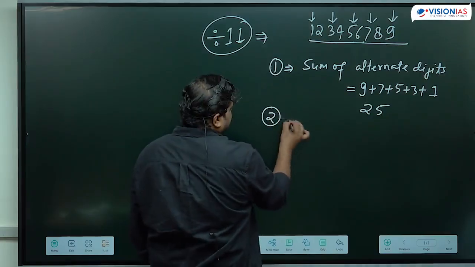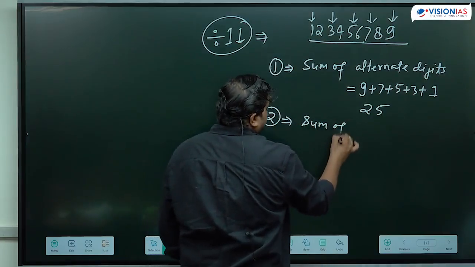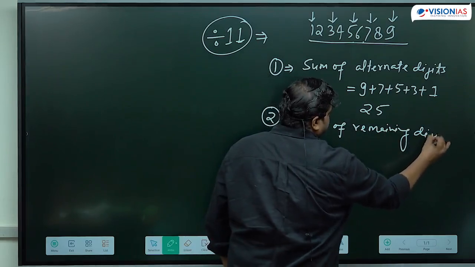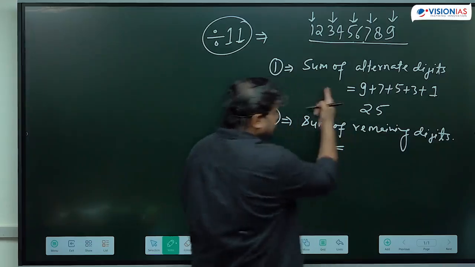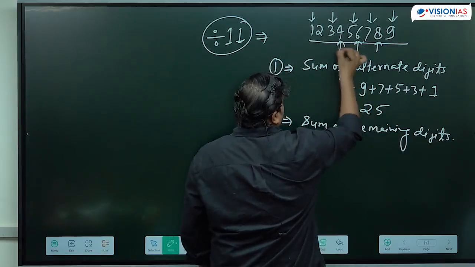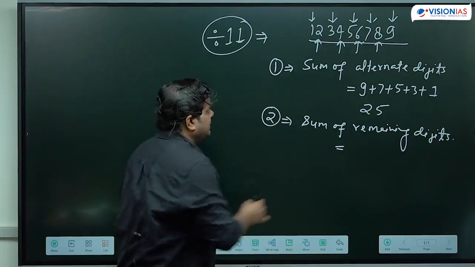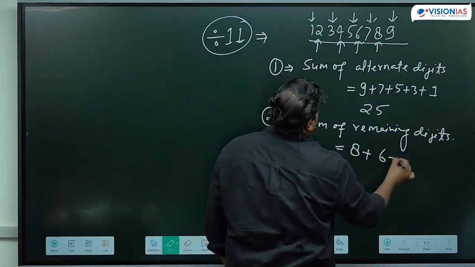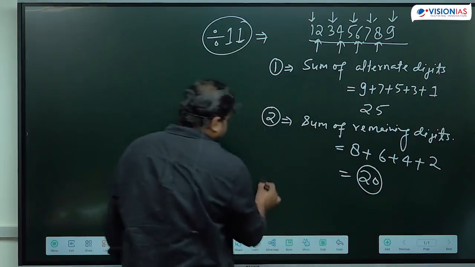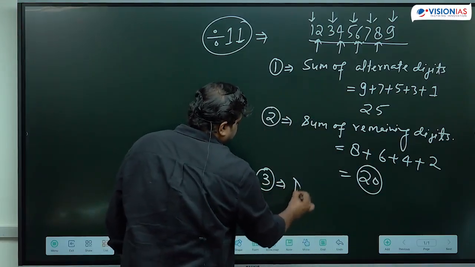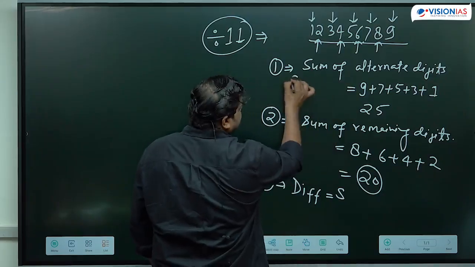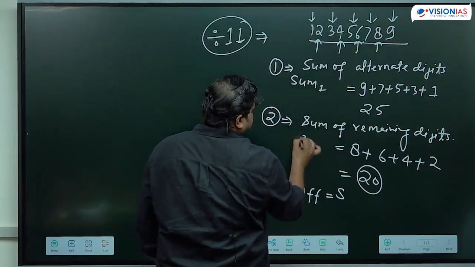Second step में we take sum of remaining digits. What sum we are getting here? Remaining digits are this: 8, 6, 4, 2. What sum we are getting? 8 plus 6, plus 4, plus 2. 20. Third step में we take the difference of these two sums. Suppose this is sum 1, this is sum 2.